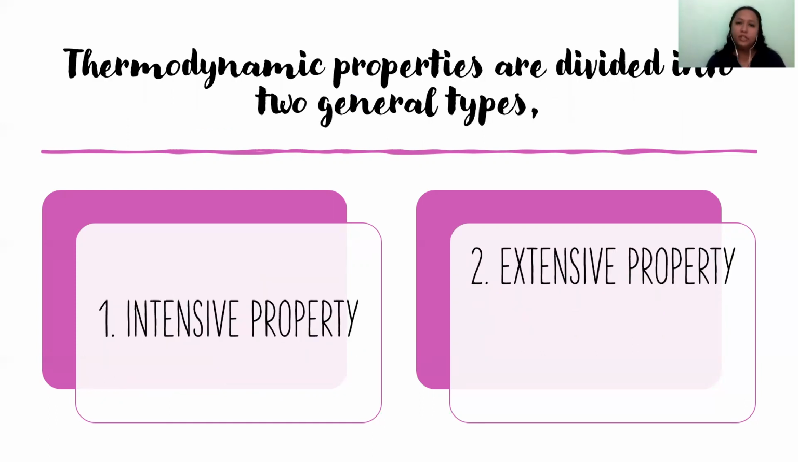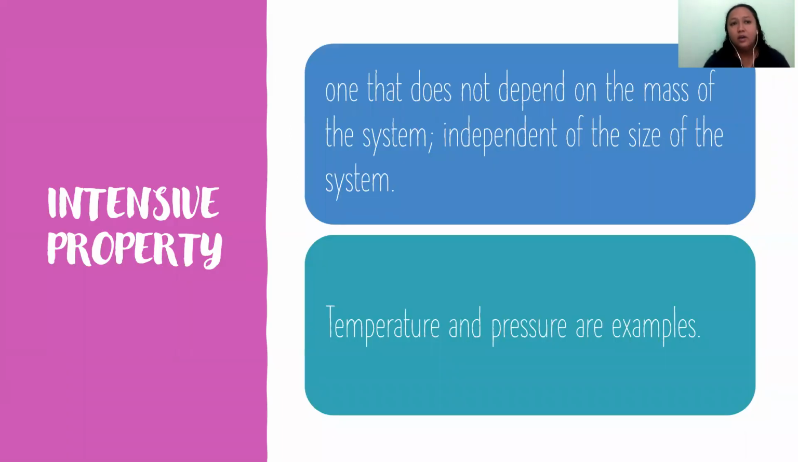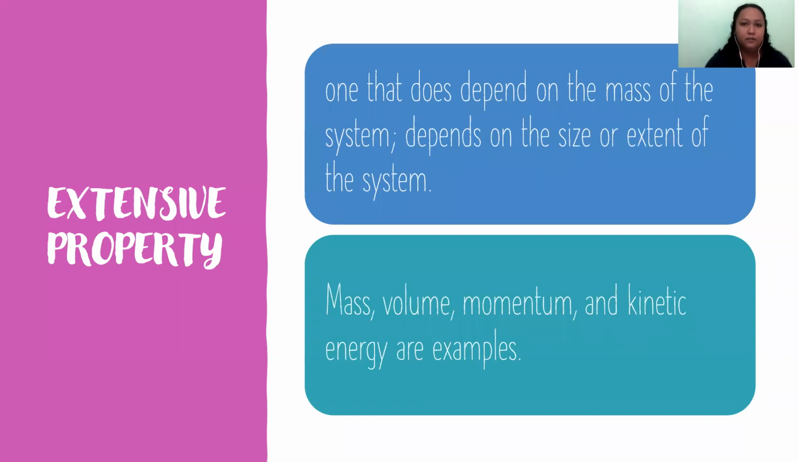Thermodynamic properties are divided into two general types. The first one is the intensive property and the second one is the extensive property. So what is the difference between these two properties? An intensive property is one that does not depend on the mass of the system. So, independent siya sa size ng system. Ang pinaka-example ng intensive property natin is the temperature and the pressure. So, walang mass na involved dito. Okay? Yan yung first example.